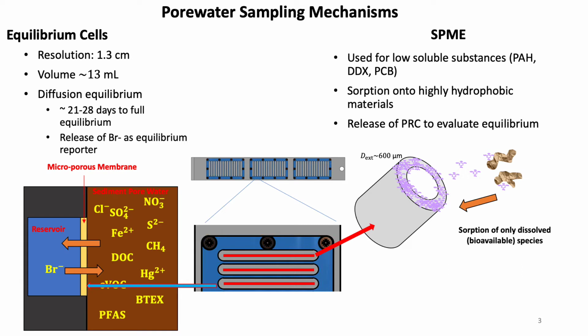sorptive layer on the fibers and will accumulate until an equilibrium is reached between the concentration in the fiber and the concentration in the pore water, which is based on the hydrophobicity of the compound. The fibers are generally pre-equilibrated with a performance reference compound, and the performance reference compound loss can be used to evaluate the degree of equilibrium reached.